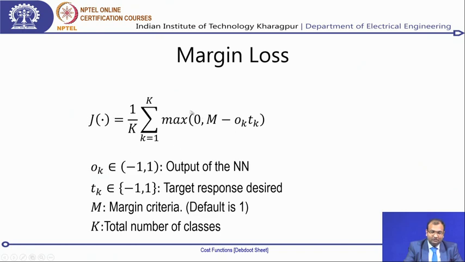Now, this max part over here limits that if this difference, m minus Ok Tk, is a value lesser than 0 under certain conditions, then the error will be made 0 itself. So, that is the minimum value of error which you will be getting at any given point of time, and for all other cases it is a different one.